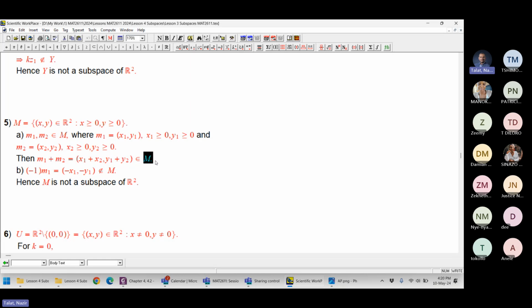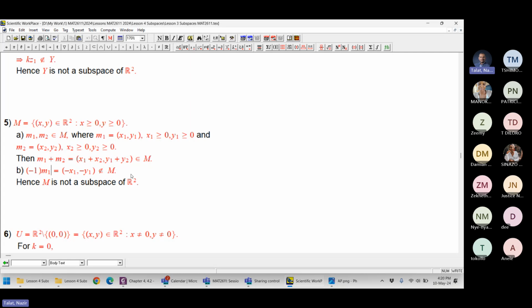But what about the second condition, that when we multiply any k with any element of the set M, will it satisfy that k times M belongs to the capital M or not? If we multiply minus 1 with M1, then it becomes (minus x1, minus y1). And remember that if x1 is greater than 0, y1 is greater than 0, then minus x1 and minus y1 are not greater than or equal to 0.